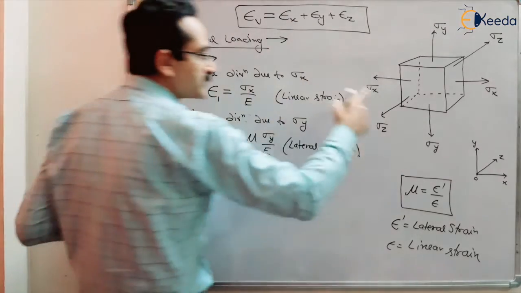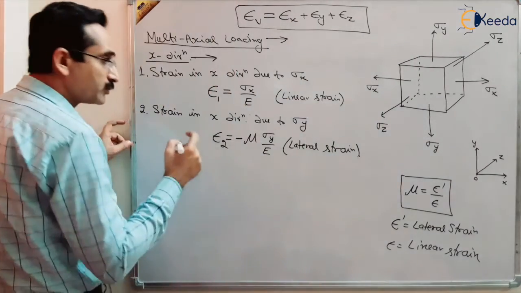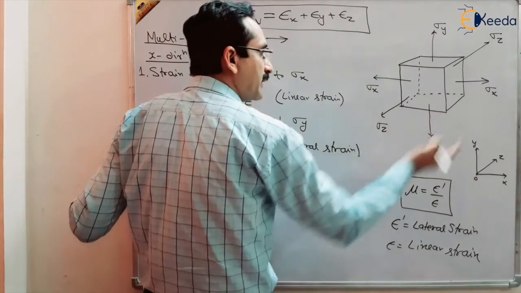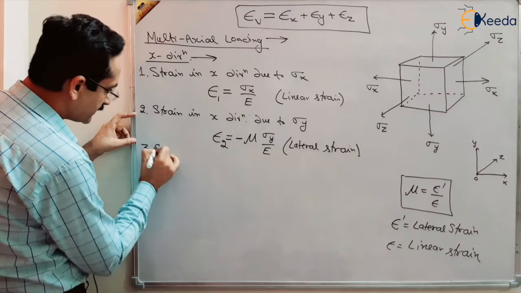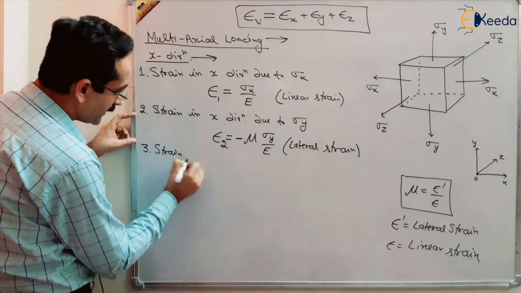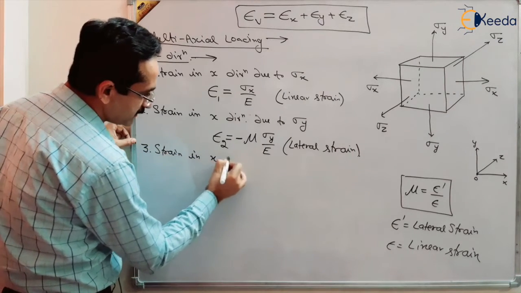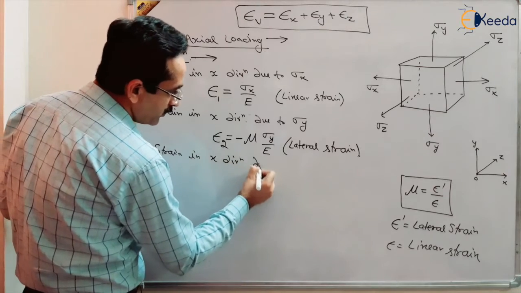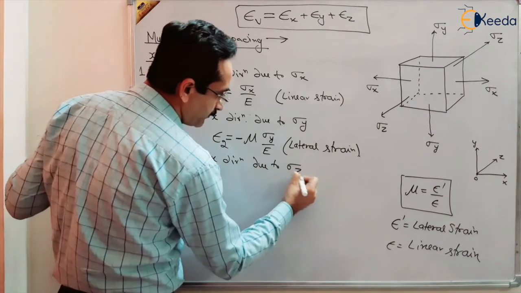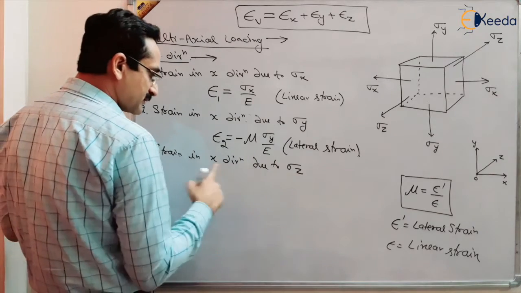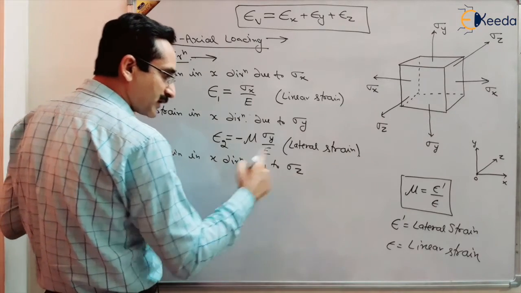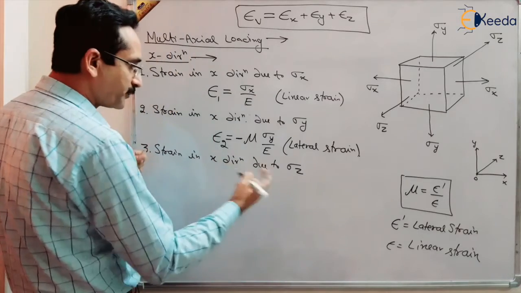Now there is also stress in sigma z. So due to that sigma z, there will be lateral strain in x direction again. So we are taking the third case, that is strain in x direction due to stress in z direction, and these are again perpendicular to each other.